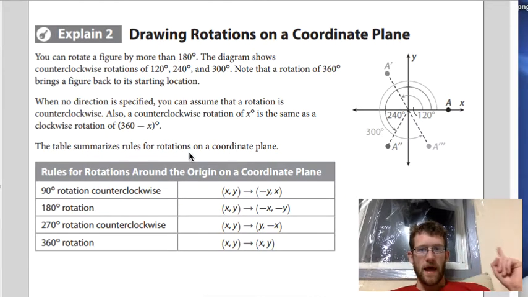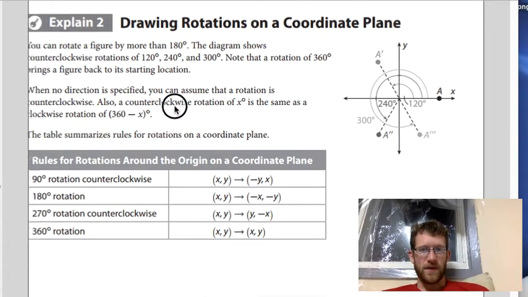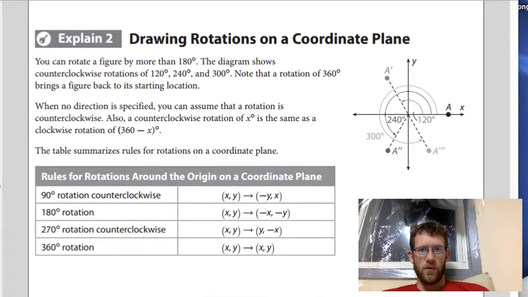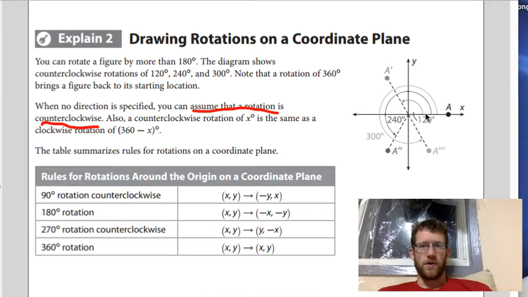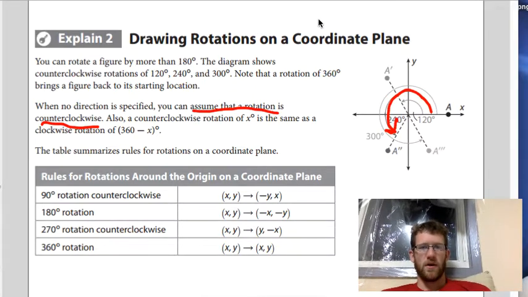Also note, unless otherwise specified, we can assume that a rotation is counterclockwise. I know it's kind of weird, but that's the standard. We're just going to assume that it's always going to be in a counterclockwise direction unless otherwise specified.